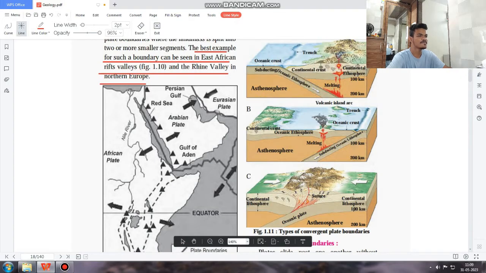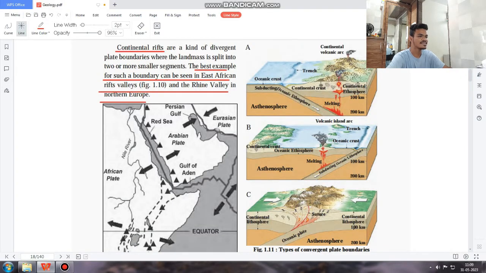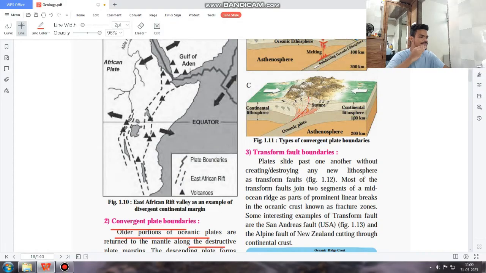Very simple to remember. This is the diagram representing those 3 types.